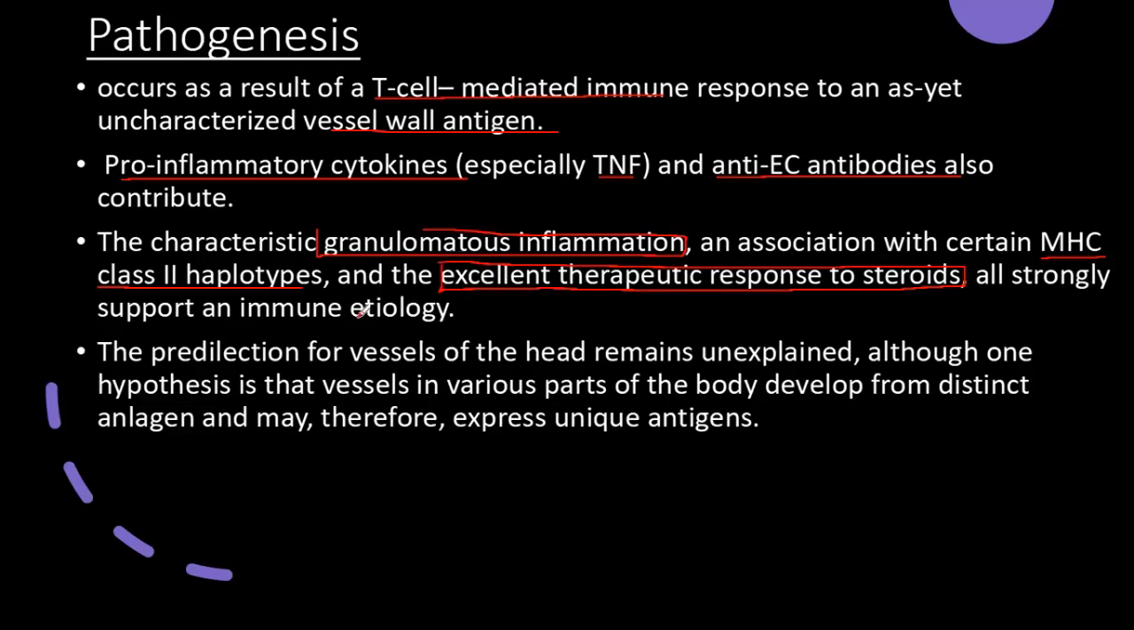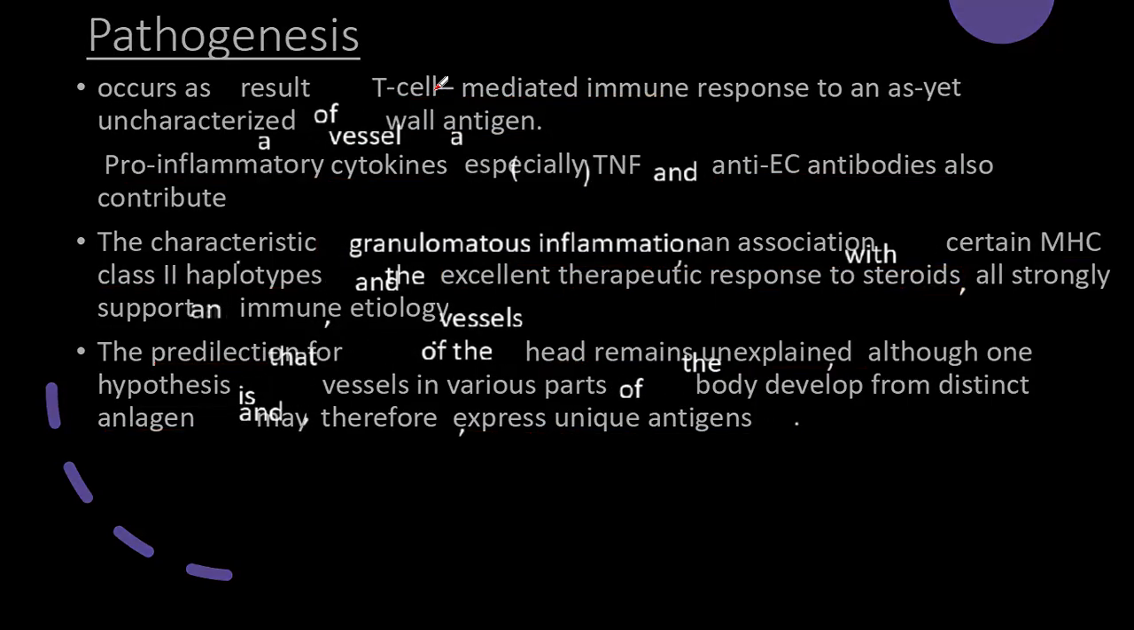So that is why we say it is not immune mediated. Now, the predilection for vessels of the head remains yet unexplained. So this giant cell arteritis mainly affects the vessels of the head, but we don't know exactly why. There is a hypothesis that those vessels of the head usually develop from a distinct antigen, and therefore they may express a unique set of antigens, and these antigens are the ones against which the T cells are directed.